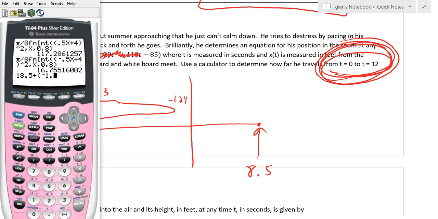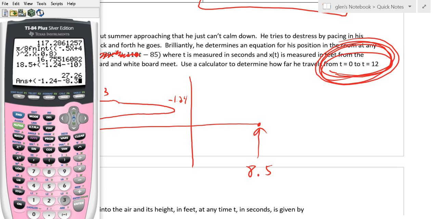Yeah, negative 1.24 minus negative 10, right? That's going to be how far I moved to get back to there. That's 27.26. And I need to add to that how far I moved to get the other one. That's negative 1.24 minus, was it negative 8.3? Yeah. So all in all, I've moved 34.32.